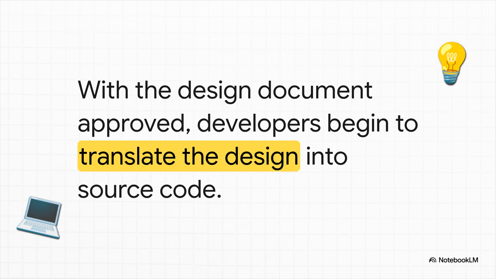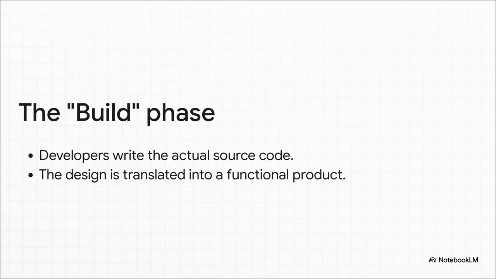All right, the planning's done, the blueprints are approved. Now it's time to actually build the thing. Let's get to phase 3, implementation and coding. This is the phase most people picture when they think about software development, right? This is where developers, our builders, take all those design documents and start writing the actual source code.